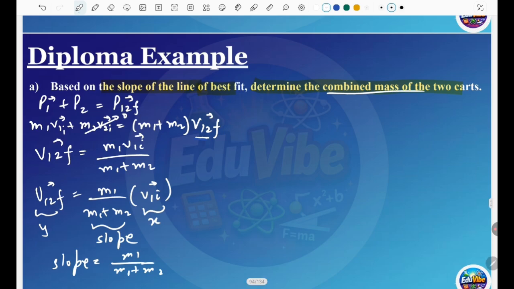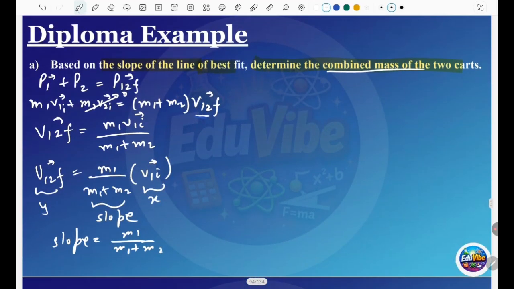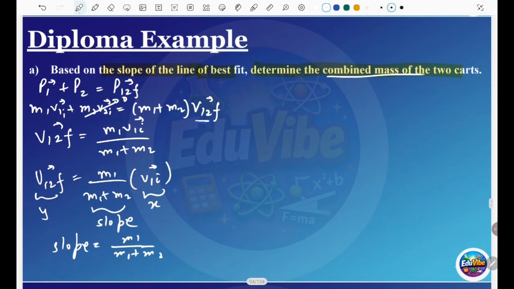So we want that m1 plus m2, and we have m1 of 1.54 kg given to us. Once we get the slope, we can calculate this. What is the slope? The slope is y2 minus y1 over x2 minus x1. So I have to take two points from the graph to put over there and get the slope.